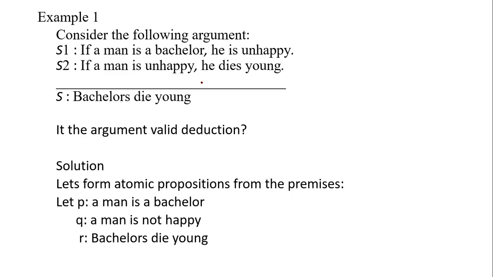For the conclusion part, as we continue with the first one, S1: if a man is a bachelor, we are talking about P. So if P, then he is unhappy, Q. But we are having P implies Q. So I'm saying you should give me the implication for S2.